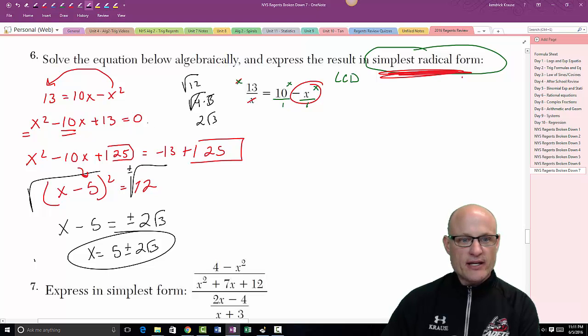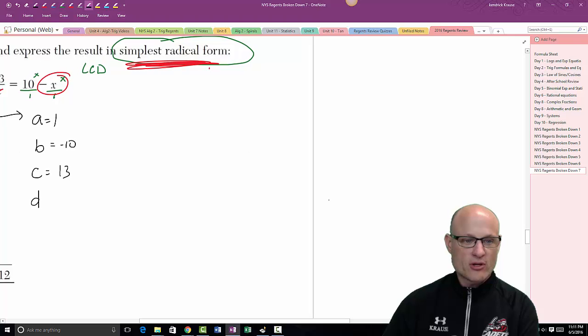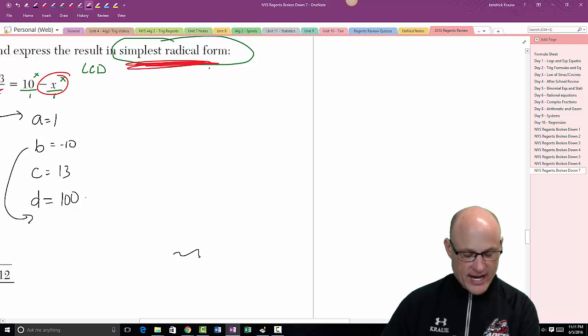Now, the other way to do that, instead of doing this one by completing the square, is to do it by the quadratic formula. So we'll write down a equals 1, b equals negative 10, c equals 13, and d, which is our discriminant, is equal to 100, which is b squared. Don't put negative 100 squared. Just put negative 10 times negative 10, which is 100, minus 4 times 1 times 13. Now, if you put this in your calculator, you get 48.